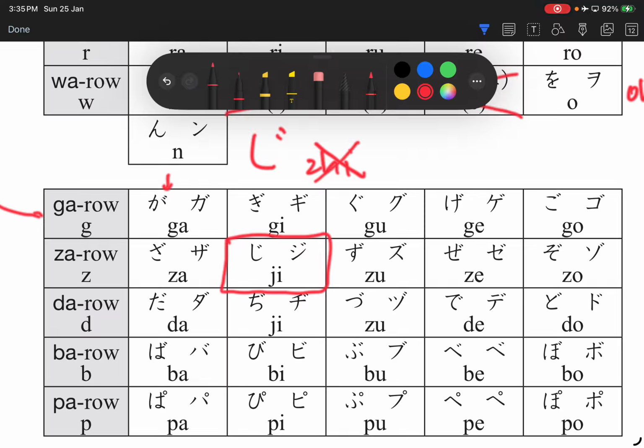Then next one will be zu, zo. Then the D row will be da.